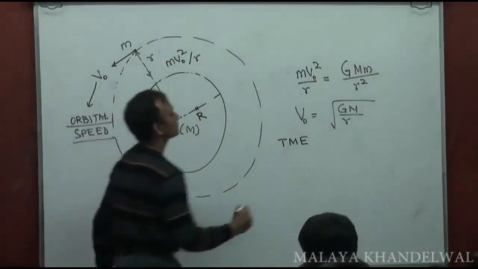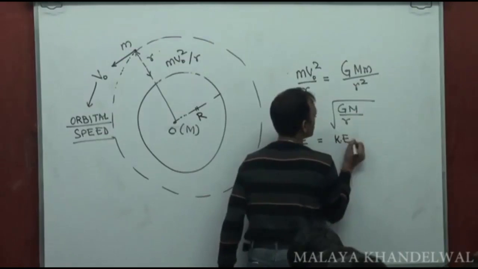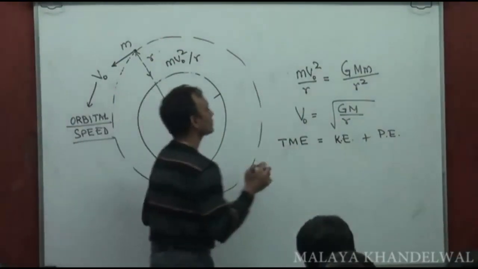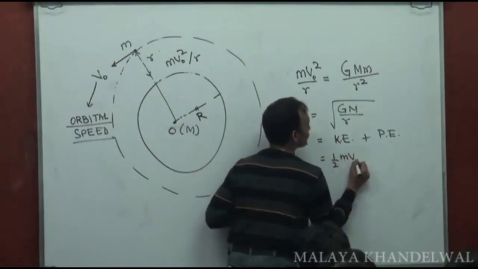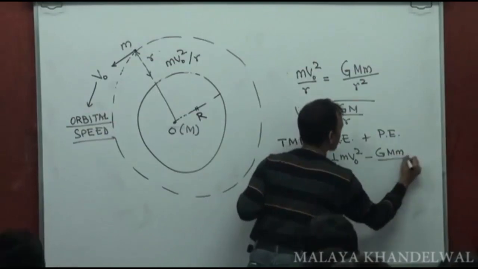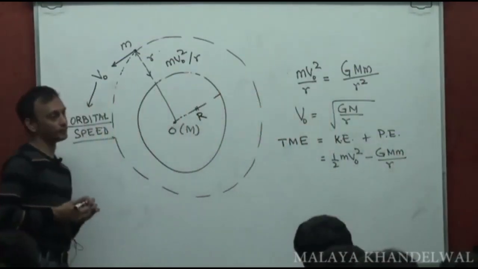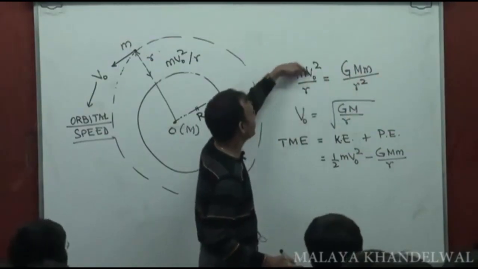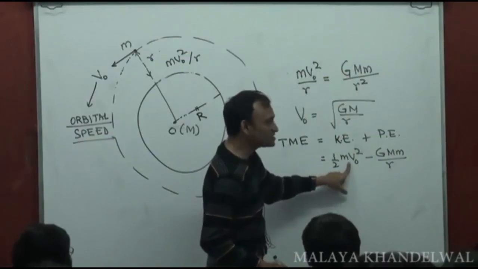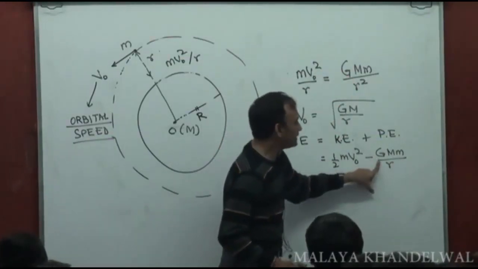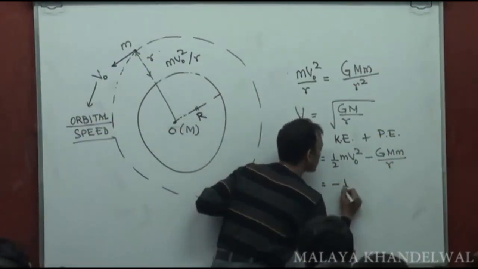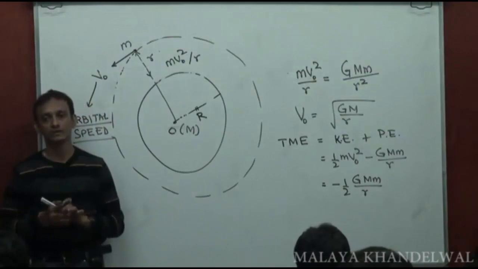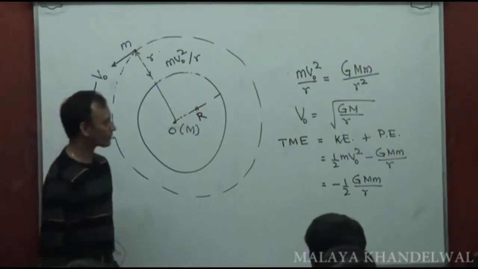So the total mechanical energy, TME, of the satellite will be kinetic plus potential, right? Kinetic energy plus potential energy. That will be the total mechanical energy of the satellite, which is going to be half m V0 squared minus GMm by small r. But as you can see from here, half m V0 squared is GMm by small r, half of GMm by small r, minus GMm by small r. So that makes it minus half GMm by small r. That's the total mechanical energy of the satellite, right?